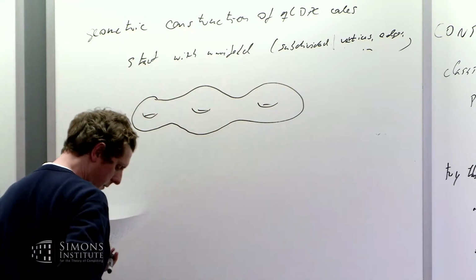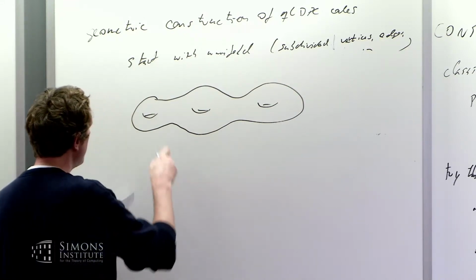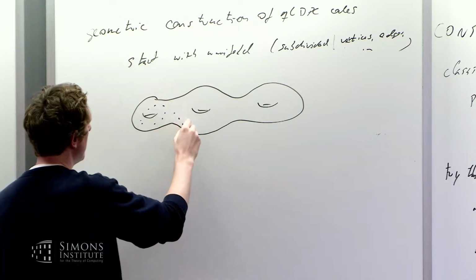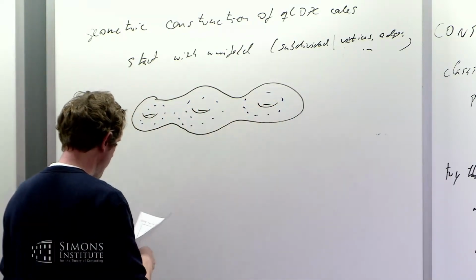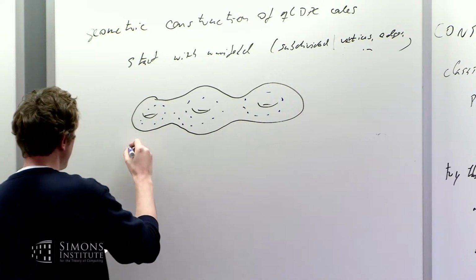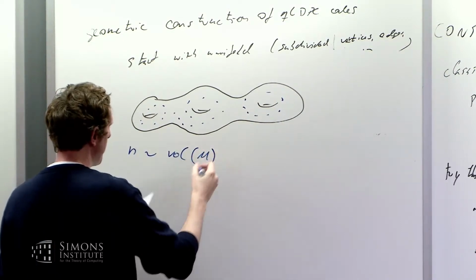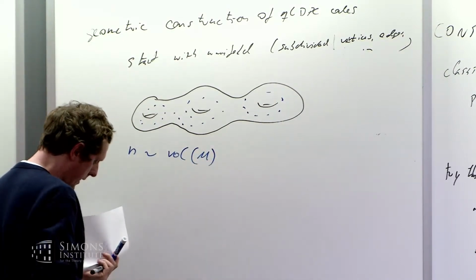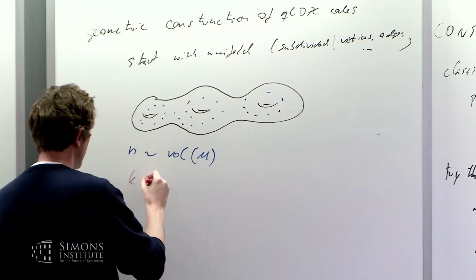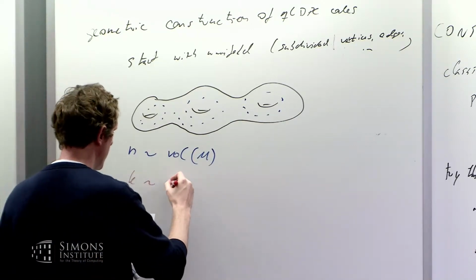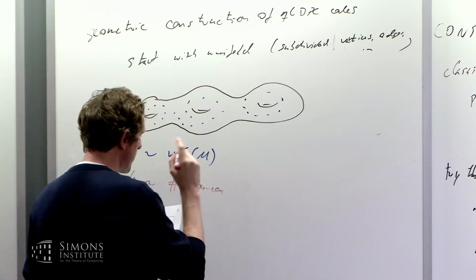Now we have our qubits living uniformly in this space. Then the number of qubits, n, scales with the volume of this manifold M. And K is just the number of non-contractible loops, or the high-dimensional versions, non-contractible.